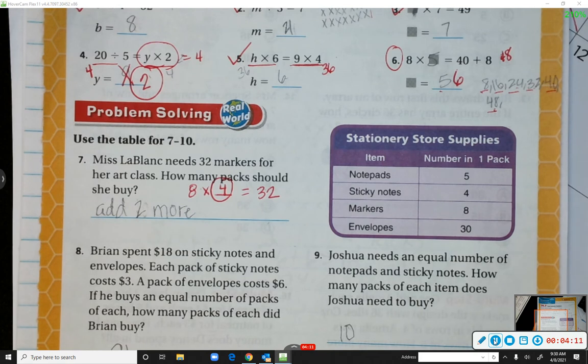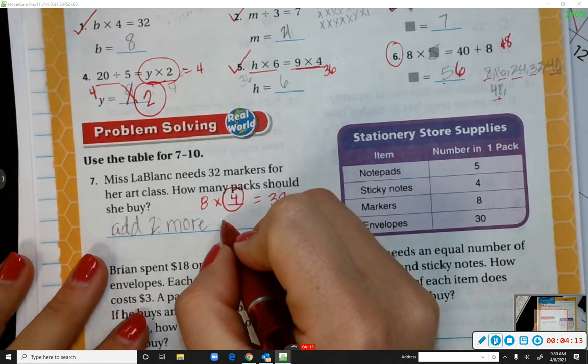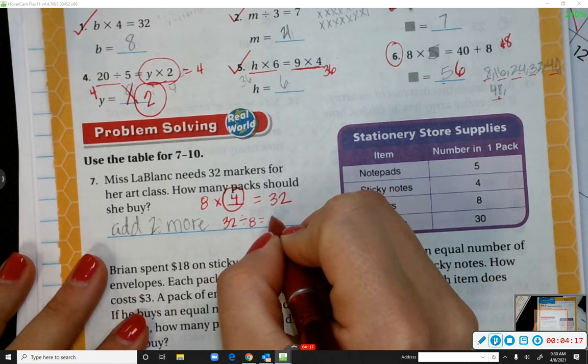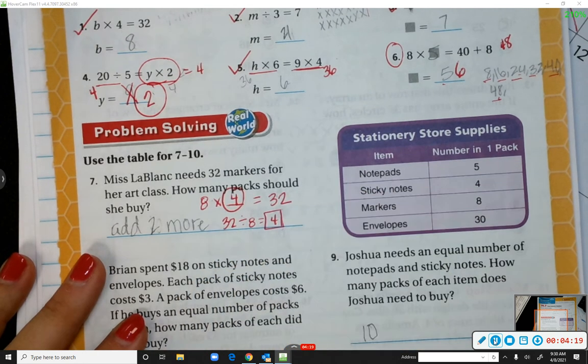Okay, so if you didn't know that, you could have done 32 divided by 8, and that would still give you the same answer, 4.